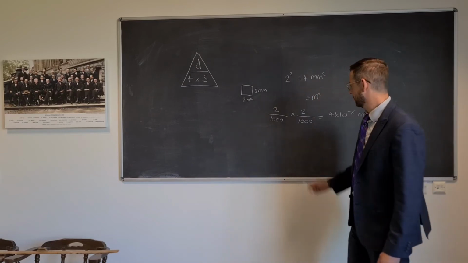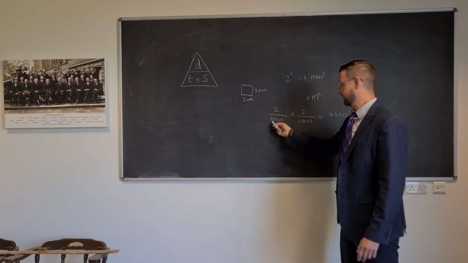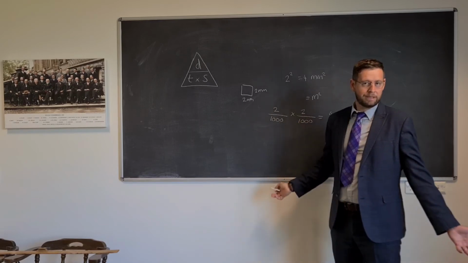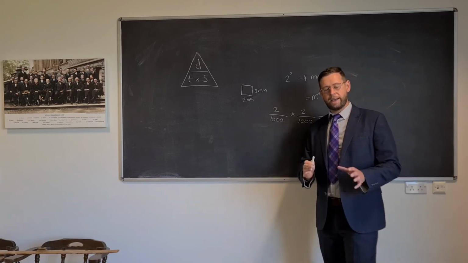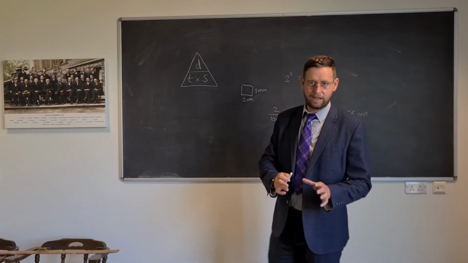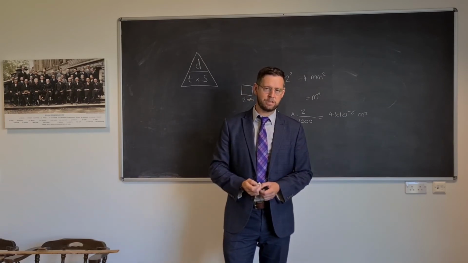And that is because not only have we multiplied the 2's together, but we've also divided by 1,000 times 1,000, by 1,000,000. So that's one way of getting towards a conceptual understanding of why it would be 1,000,000 times smaller.